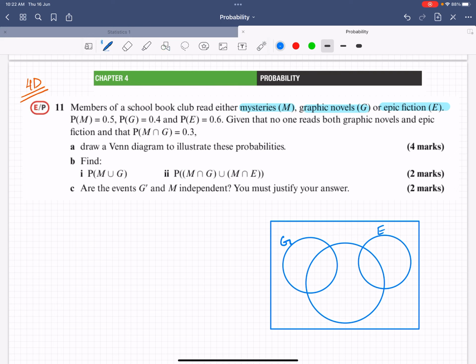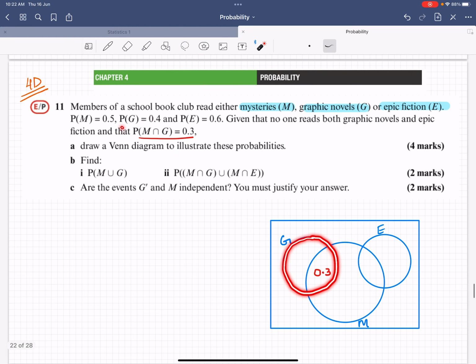So we have, this is mysteries. So probability of M intersection G is 0.3. Therefore, this part is 0.3. Now the whole of G, probability of G is 0.4. So if 0.3 is taken care of here, this should be 0.1. So let's write here 0.1.